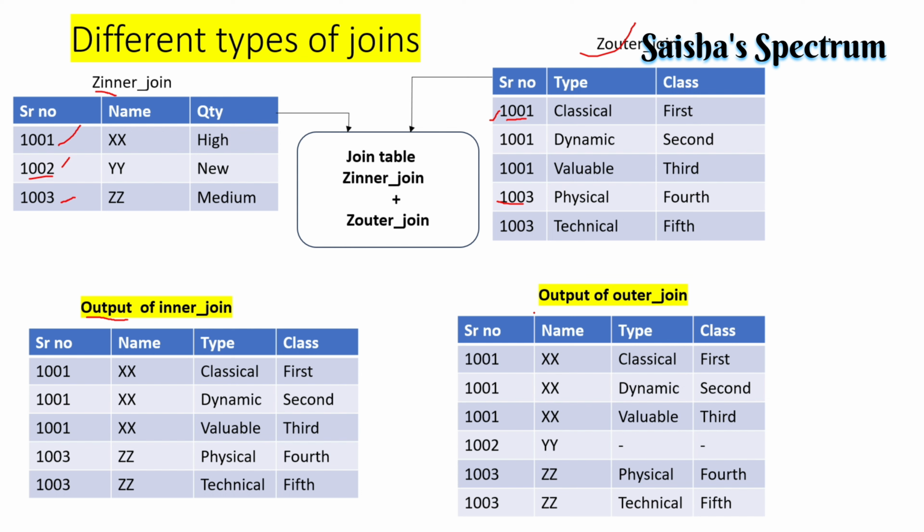And similarly for the output of outer join, all the data will get selected. The only thing is that there is no matching data for the 1002 record, so that record will get blank. The record will get selected, but the values from that record will be blank.